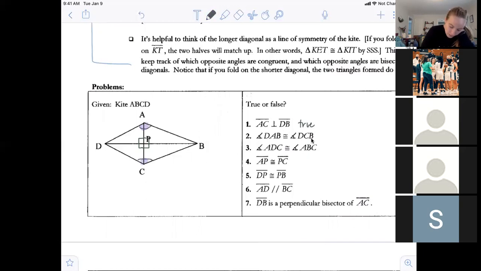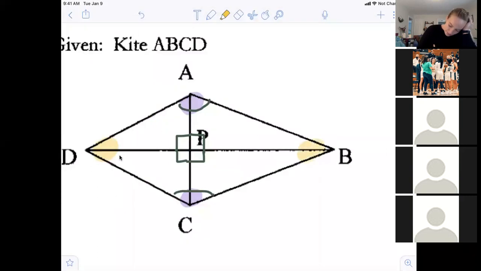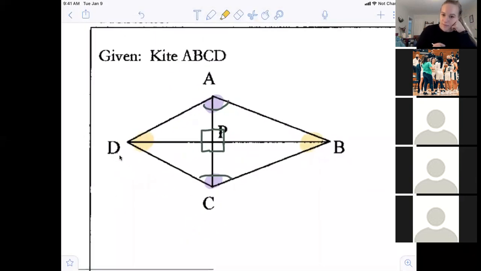Somebody else, what do we think? It's true. Why is it true, Maggie? Because the short diagonal, the two whole ones are congruent. Good. The short diagonal is the one that has the two angles across from it that are congruent. So big angle A and big angle C are congruent. Very good. Okay, the next one says angle ADC is congruent to angle ABC. I'm going to highlight this one yellow. ADC is congruent to ABC. Somebody else knew. What do we think about that? True or false?